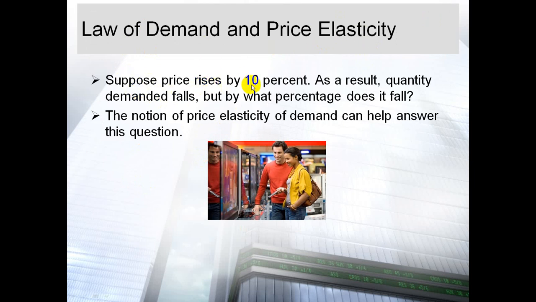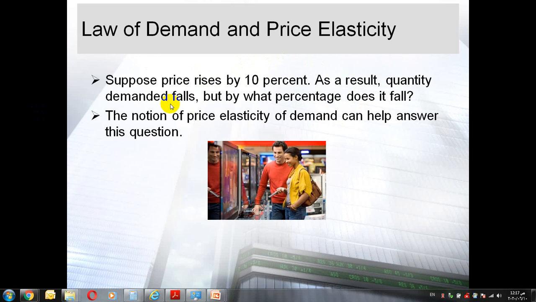Suppose price rises by 10%. For example, the price of a phone of $100 rose by 10%. So what is its price now? $110. As a result, since the price of a type of mobile rose, the quantity demanded falls. By what percentage does it fall? So the phone price rose from $100 to $110, a 10% rise. What happens? The quantity demanded for this phone falls, but by what percentage? So the notion of price elasticity of demand can help answer this question. Who answers this question? The price elasticity of demand.